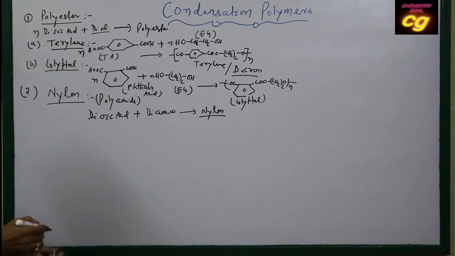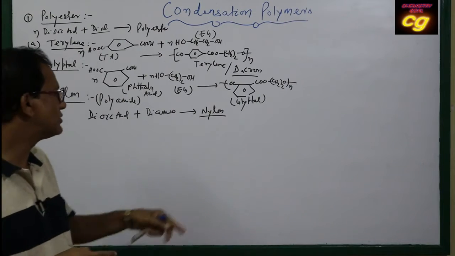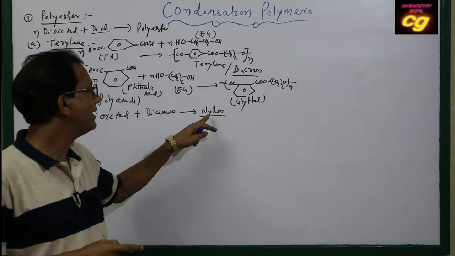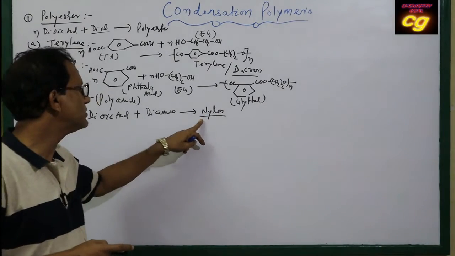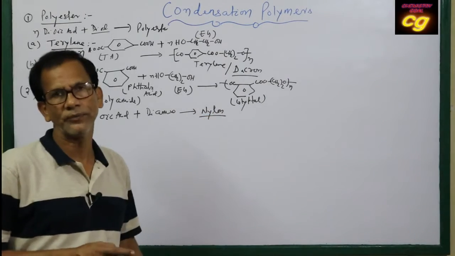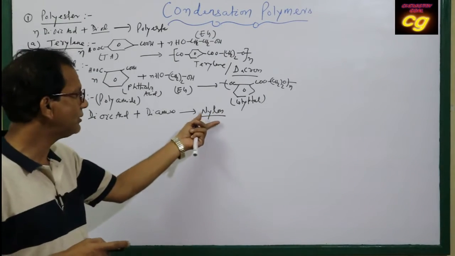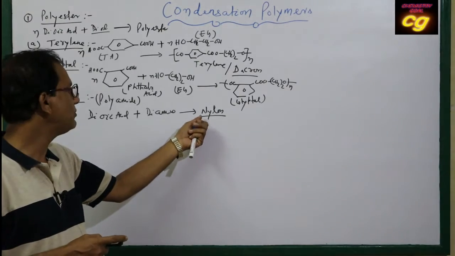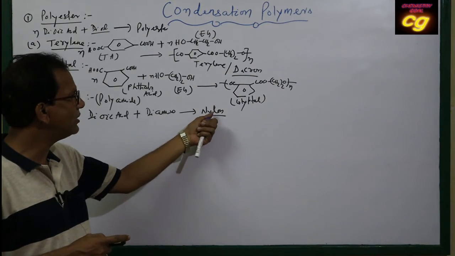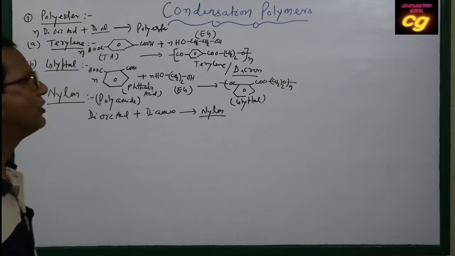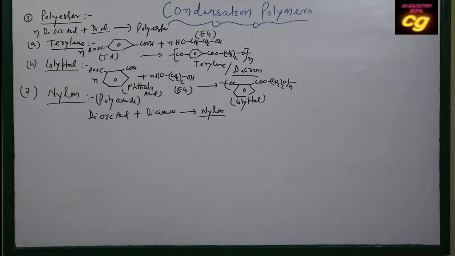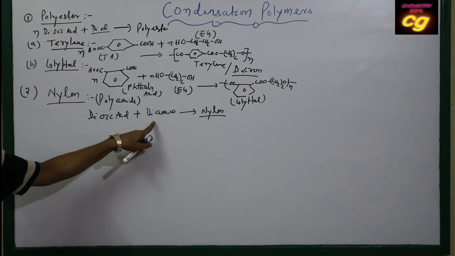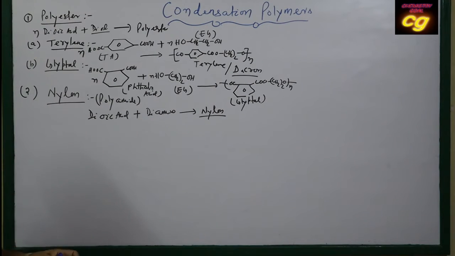You know, the word nylon is derived from these two words. NY means New York, LON means London. This is one type of fiber whose name is derived from country names, that is, nylon means New York and London. So it is a condensation polymer of dioic acid and diamine. It is also called polyamide.